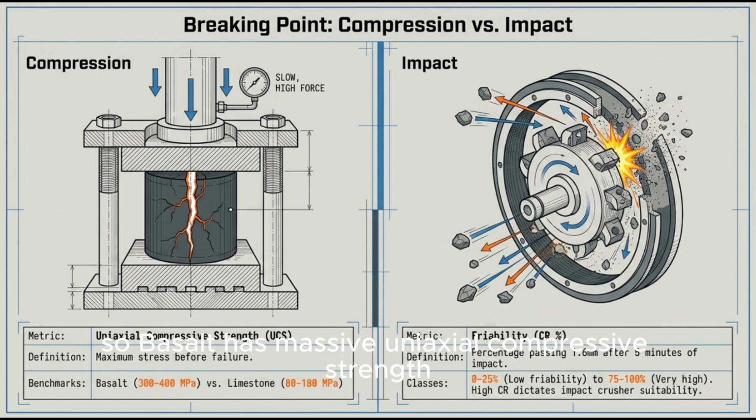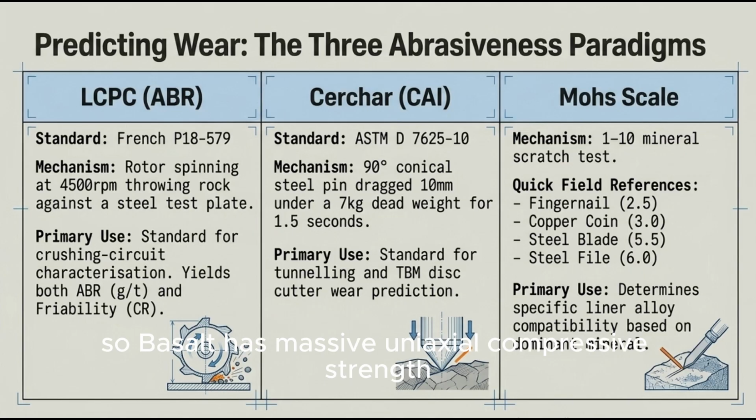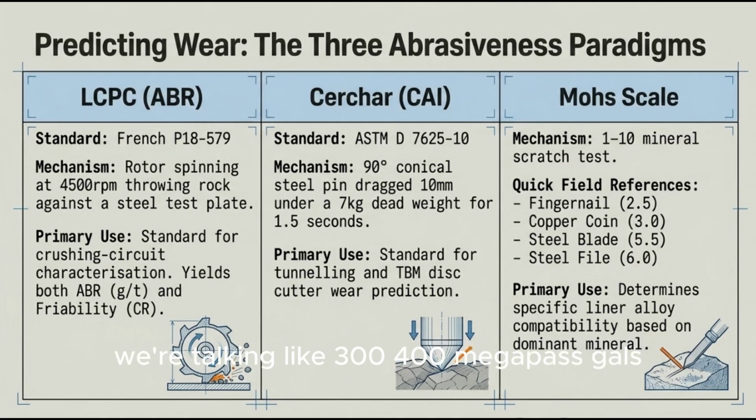Right. So basalt has massive uniaxial compressive strength. We're talking like 300 to 400 megapascals due to these tightly interlocked crystals. It is incredibly hard to break, but its abrasiveness is surprisingly low because it lacks free quartz. Oh, I see. So Mohs hardness and crushing energy are complementary metrics, not substitutes. Precisely. It takes huge energy to crush basalt, but without those sharp, glassy quartz particles, it won't necessarily chew right through your steel liners. That makes so much sense.